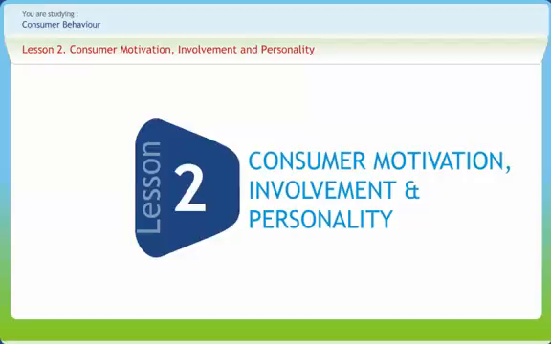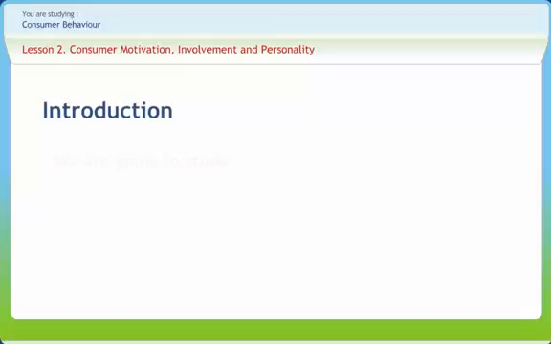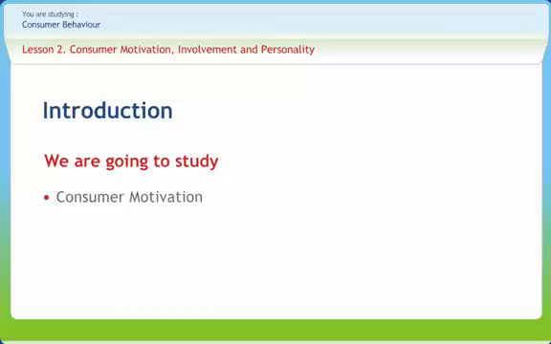Consumer motivation, involvement, and personality. As a marketer, you will always be required to understand why consumers make the purchases that they make, what factors influence consumer purchases, and the changing factors in our society. Therefore, it becomes important to understand what motivates the consumers to use a particular product.